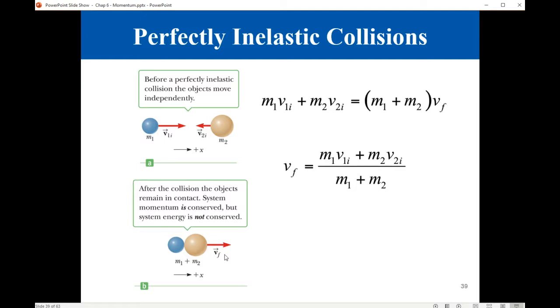Okay, so now you can solve for V final. V final equals M1 V1 initial plus M2 V2 initial, divided by M1 plus M2. So now you can calculate the velocity of the new system.